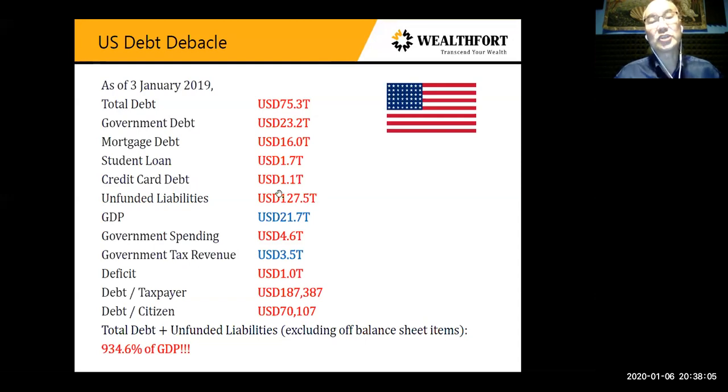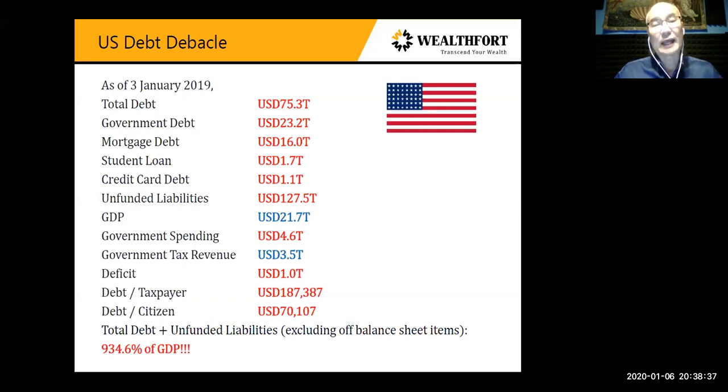Then you look at the GDP at only 21.7%. Government debt is already more than 100% versus the GDP. And then it's not surprising. Government spending is 4.6 trillion. Government tax revenue is only 3.5 trillion. Therefore, there's a deficit of 1 trillion. So you can imagine that the US prices themselves as the best country in the world, but it's also the most indebted.